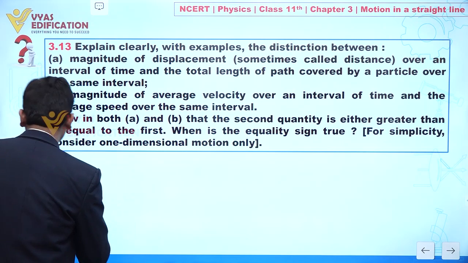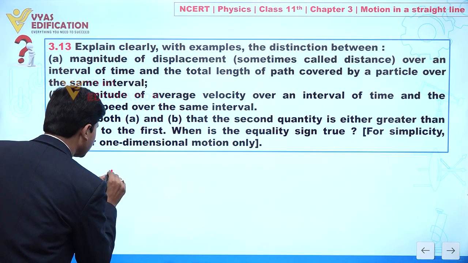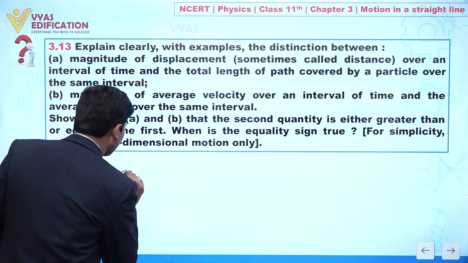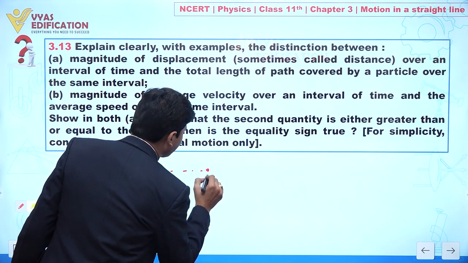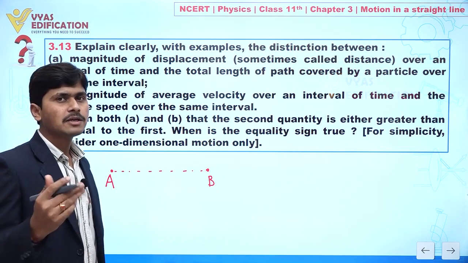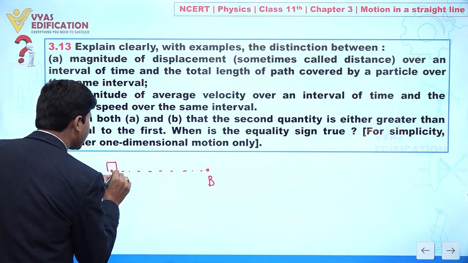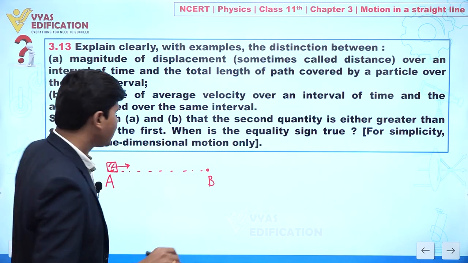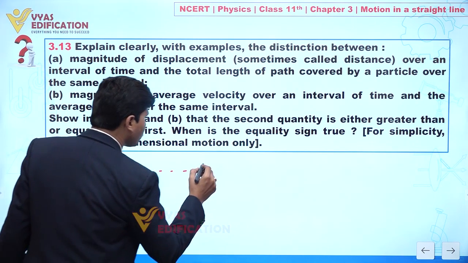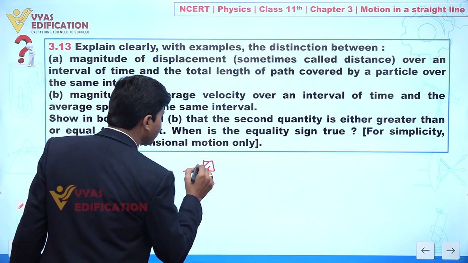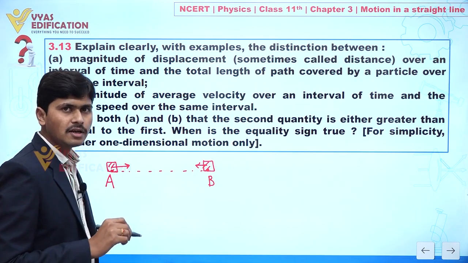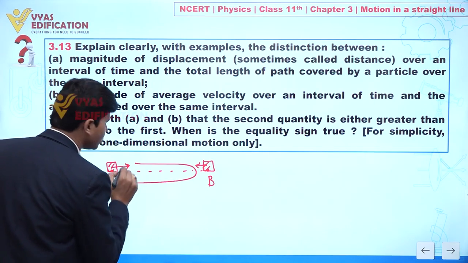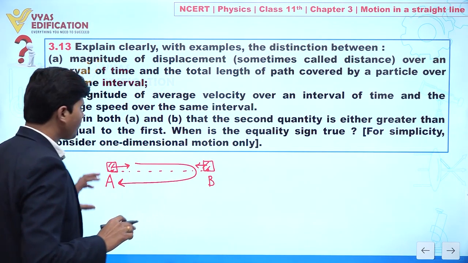Let's suppose I am taking initial position. Let's suppose this is initial position, station number A. Or let's suppose this is B. Let's suppose a particle started its journey from A and it is moving in a right direction. Let's suppose it reaches up to point B and again comes to the same point A. It means a particle is going like this and again coming to the same initial position A. Clear to you?